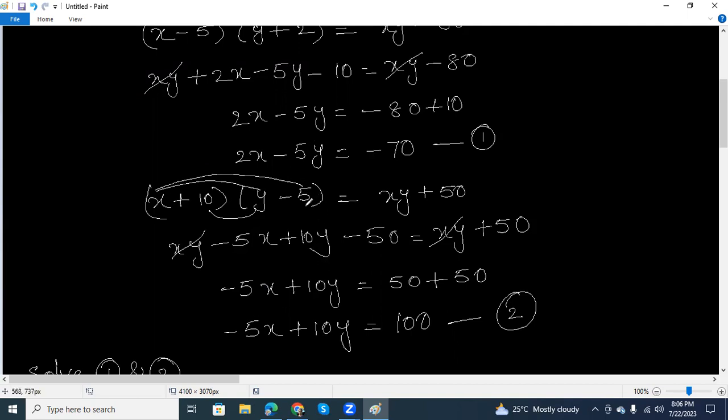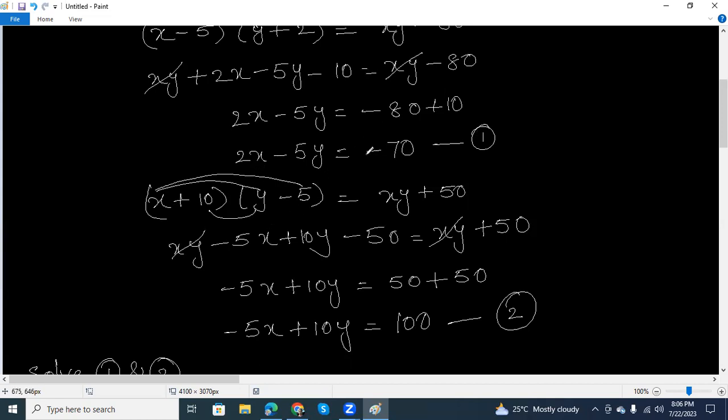It is quite difficult to find two variables at a time, children. Here x and y, two variables are there, so at a time it is difficult to find out. So we need to eliminate one variable. For that you need to make the coefficients of one of the variables equal. So we equalize the coefficient of x or y, we need to remove one of the variables so that we can find out one variable easily.